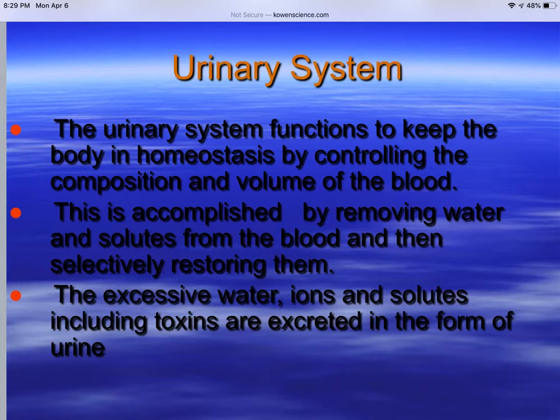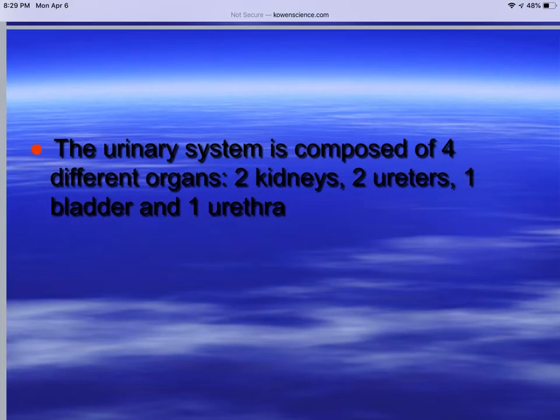And so there is the removal of water and solutes from the blood, and then it will selectively restore anything the body can reuse. So if it's waste and the body can't use it, it's going to be removed from the body by the urinary system. If it's something the body can reuse, it's going to be added back into the blood. The excess water, the ions, the solutes, and any toxins are all going to be excreted out of the body in the form of urine. The composition of the urinary system includes 2 kidneys, 2 ureters, 1 bladder, and 1 urethra.